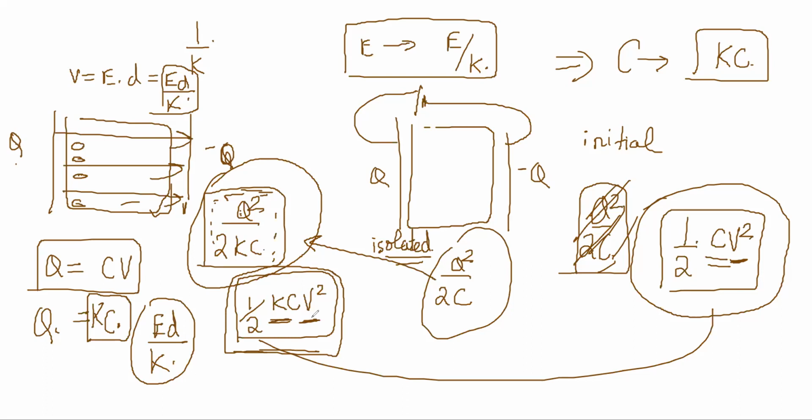Because otherwise, if you use other formulas, it will be quite confusing. Because Q will also change, no? So how will you decide both the things? You should use this formula, half KCV square, right? Now the energy looks to be more in the electric field, right? This is because the battery is supplying some energy.